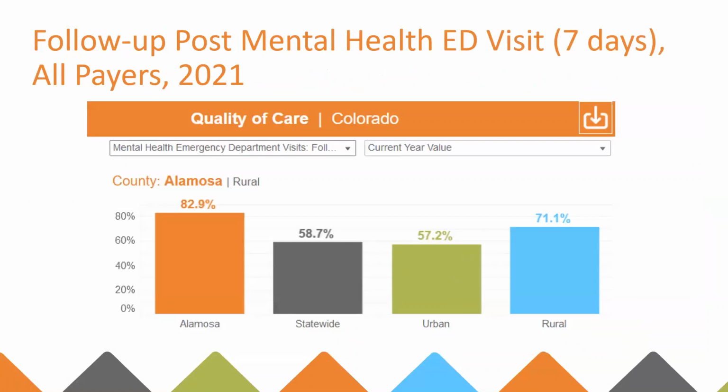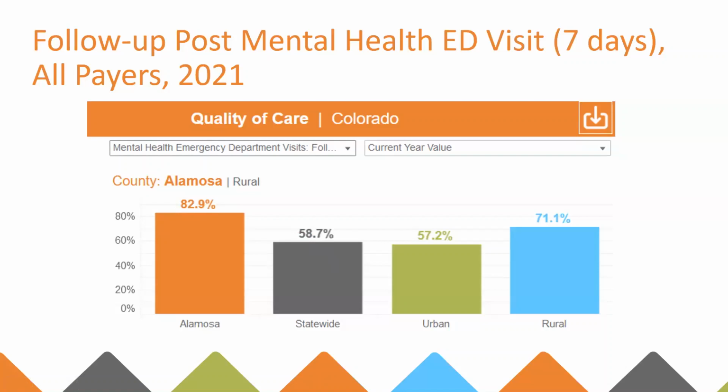A little more digging. Again, here's our county friends in Alamosa. They are doing a great job. This is the follow-up for mental health for ED visits for 7 days. They have a high percentage, much higher than the statewide average. Statewide average is 60. They're up at 83% of folks who wind up in the ED for a mental health reason getting that follow-up care.